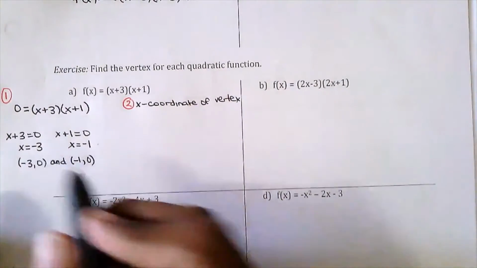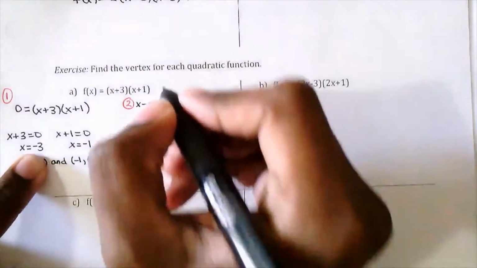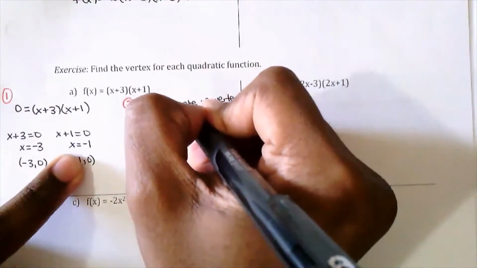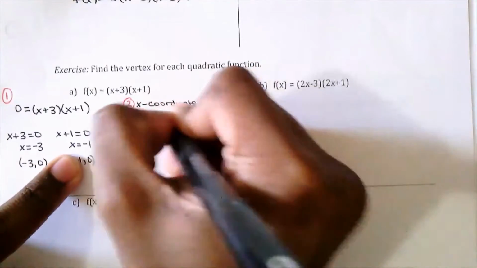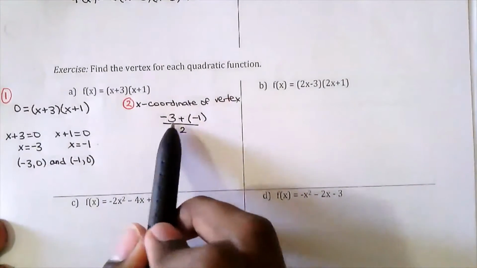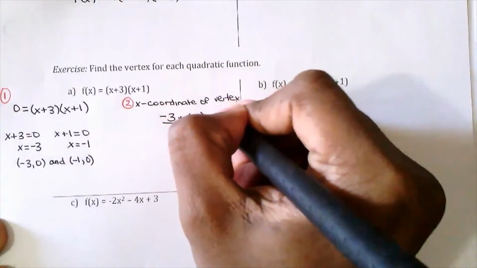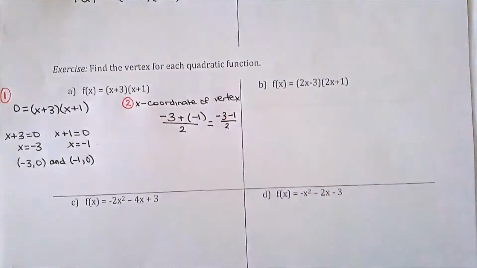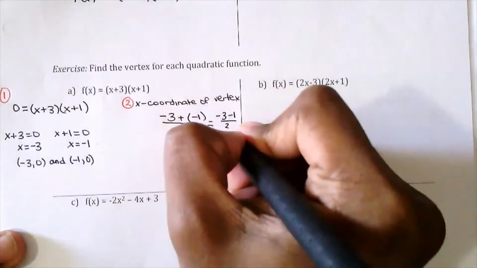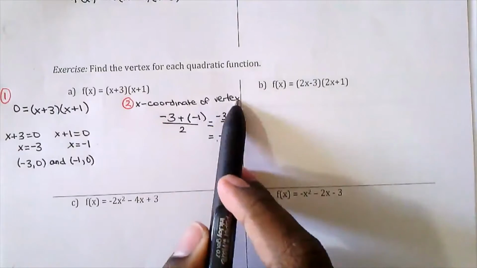In order to do that, you're going to take the first x-intercept value, negative 3. You're going to add it to the second x-intercept value, negative 1, and divide by 2. So here we have negative 3 plus negative 1 divided by 2. This is the same thing as negative 3 minus 1 divided by 2. So that's negative 4 at the top divided by 2 is negative 2. This represents the x-coordinate of the vertex.